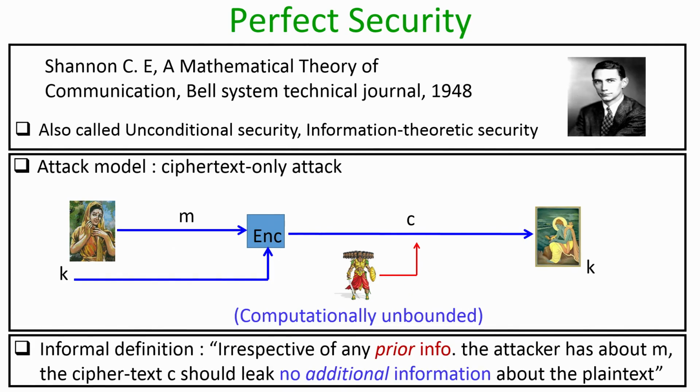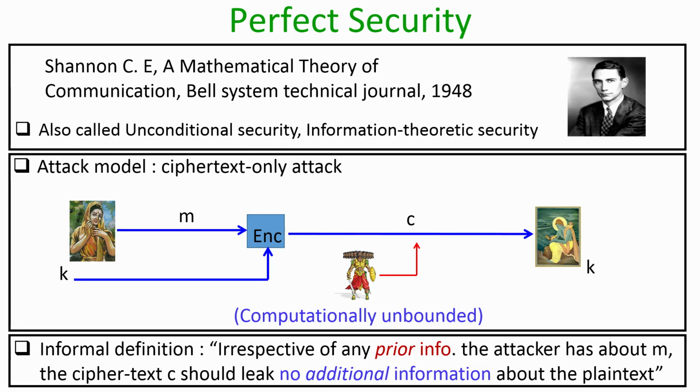Informally, perfect security says that irrespective of any prior information that the attacker has about the underlying plaintext, seeing the ciphertext provides no additional information to him about the underlying plaintext. That means seeing the ciphertext is absolutely useless for the attacker. Whatever he could infer about the message from the ciphertext, he could have already inferred before any ciphertext was communicated.